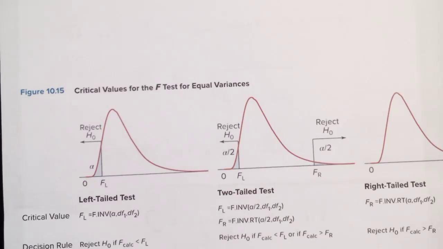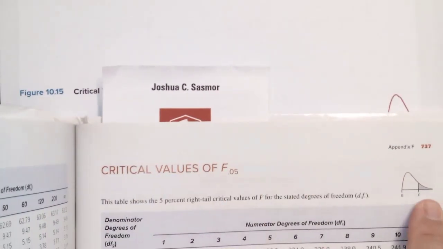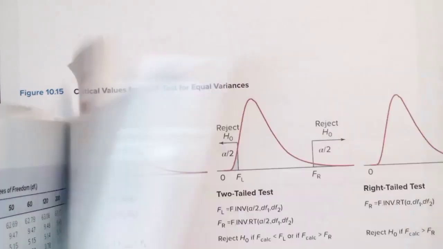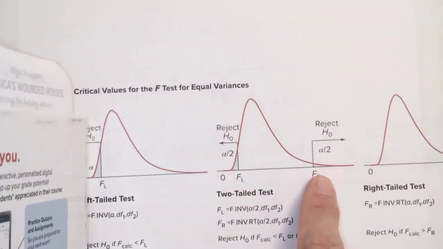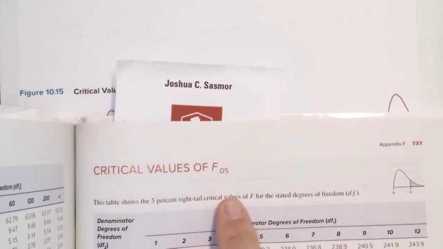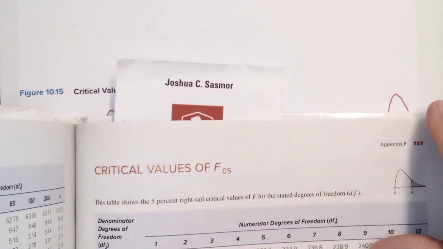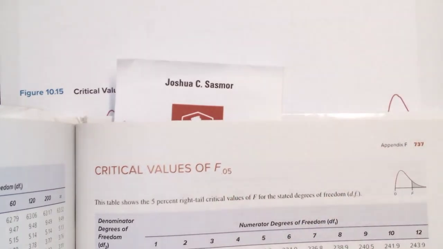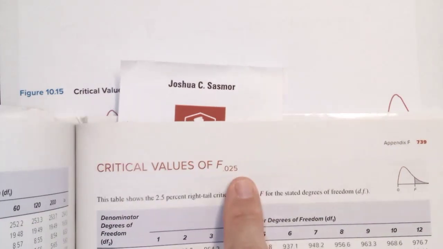Because this table, F.05, assumes that this shaded area is 5%. But if I split it to do a 2-tail, then this shaded area is not 5%, it's 2.5%. And that means instead of using this table, I need to use this table.